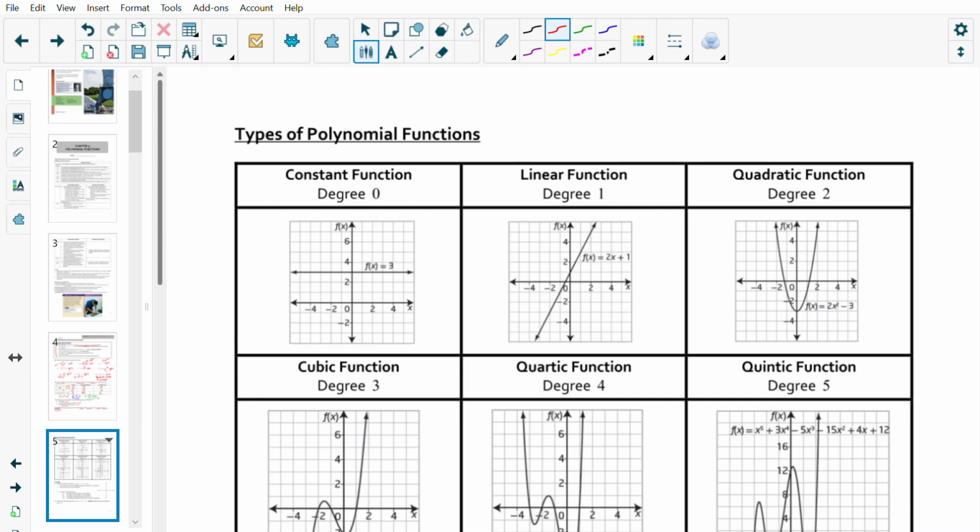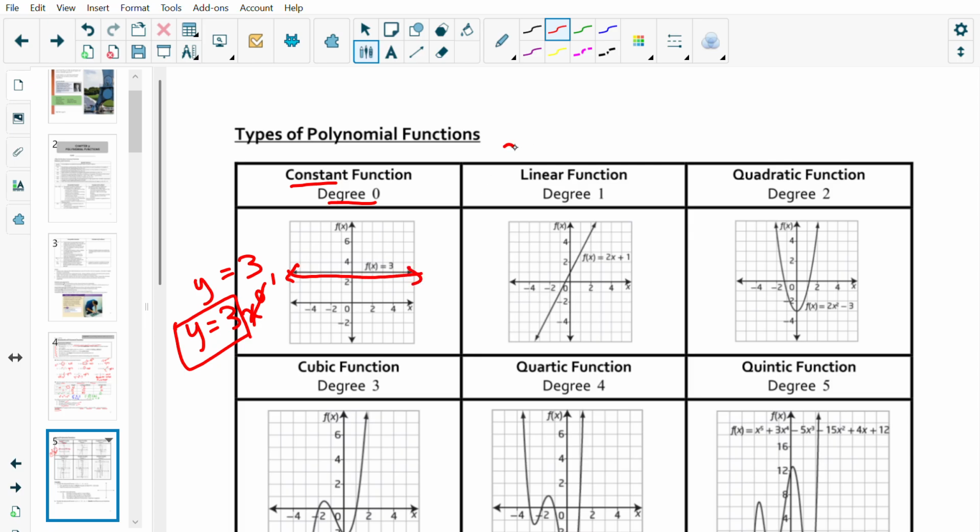Okay, let's go through some pictorial examples, types of polynomial functions. So a constant function where the degree is 0. So this one, y equals 3. Why is the degree 0? Because if I put an x there, that exponent on the x has to be 0. Well, we know that becomes 1. So it's essentially just y equals 3. So that's a constant function. That is a horizontal line.